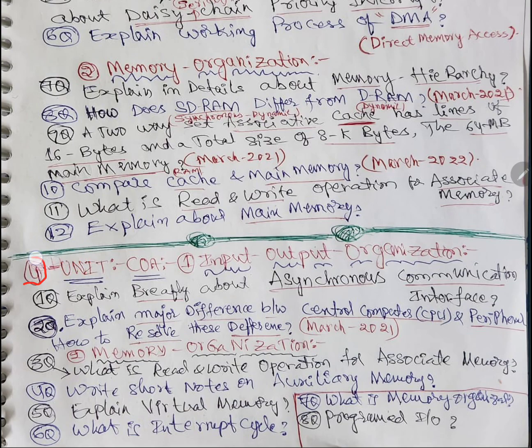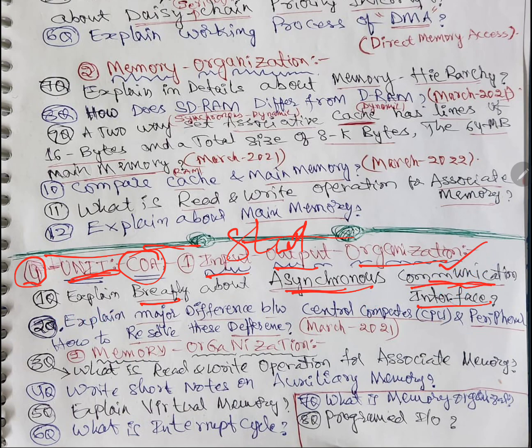In 4th unit, COA subject, input output organization, short marks questions. These are short marks questions, under the green line. Explain briefly about asynchronous communication interface. Asynchronous, I told you, means not at the same time, at random time. They will communicate, right? Data will transfer. And the second question, which I have not covered, I will cover in the next videos.